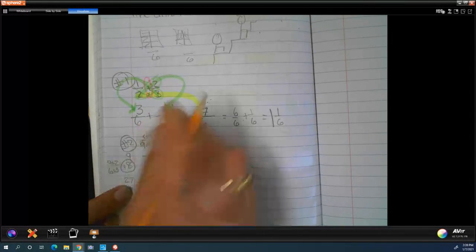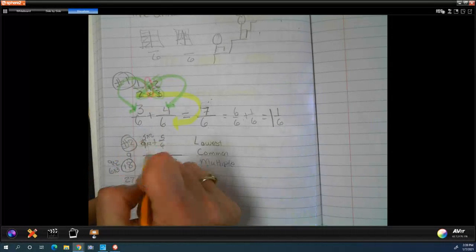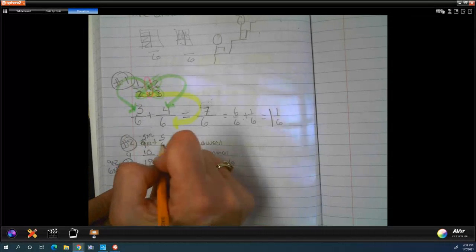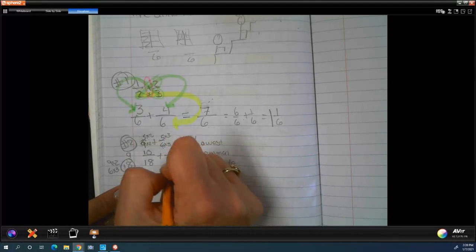So 5 times 2 is my new numerator that's going to be down here. So 5 times 2 is 10. What did I do to 6 to turn it into 18? I had to multiply it by 3. Whatever I do to the bottom, I do to the top. So 5 times 3 is 15.